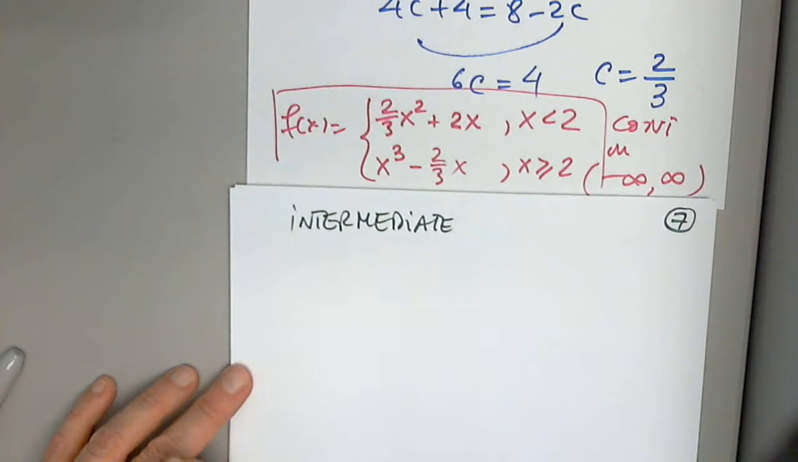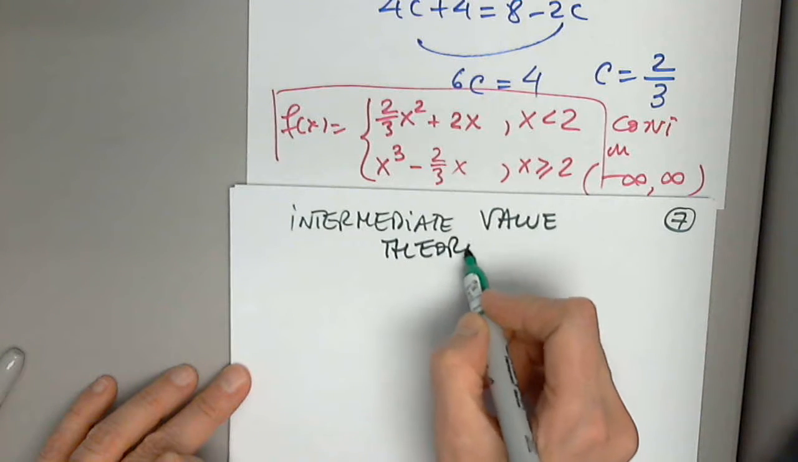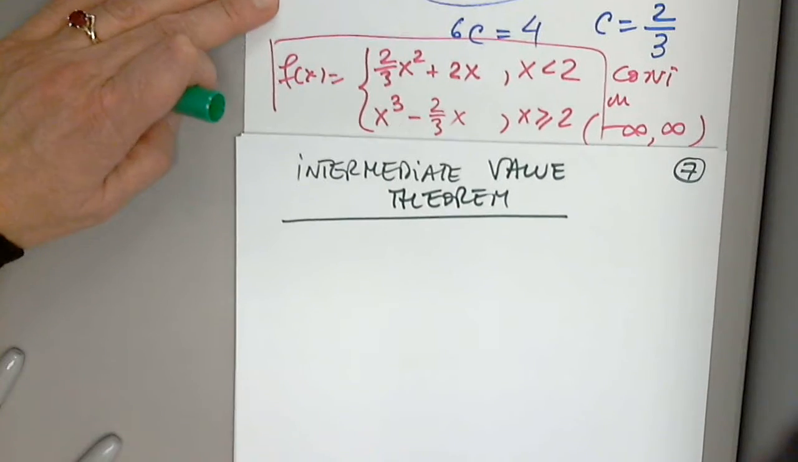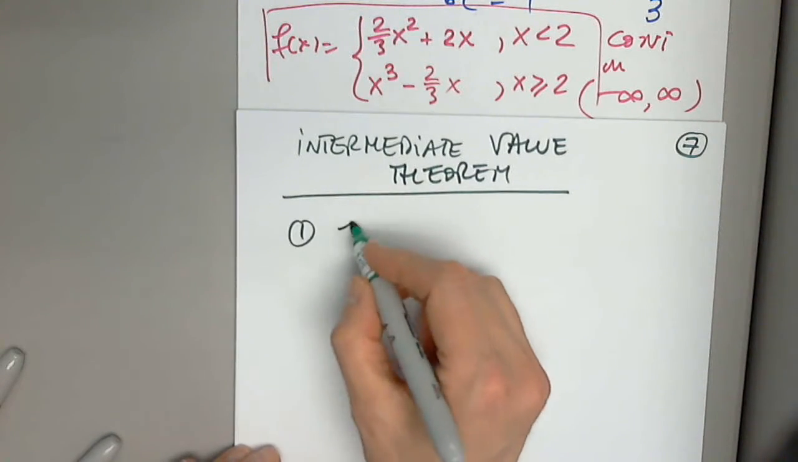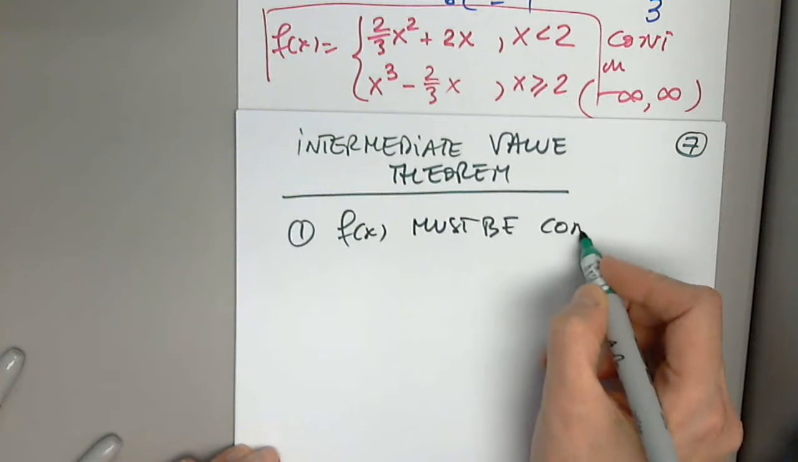The intermediate value theorem. It has two hypotheses. Hypothesis number one, f of x must be continuous.